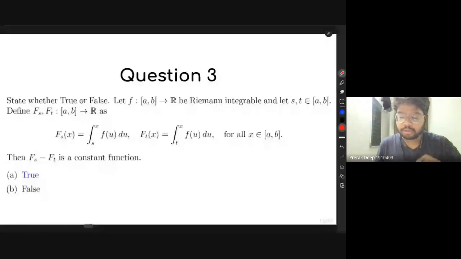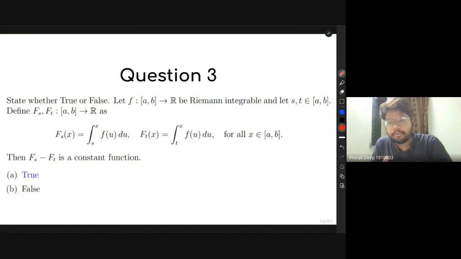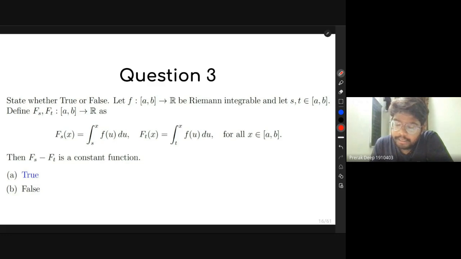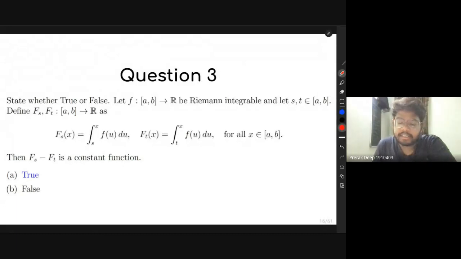Okay, now let's move on to discuss question number 3. In this question number 3, again you need to say whether the statement is true or false. You are given a Riemann integrable function, and s and t are two real numbers from this closed interval a comma b. We define fs and ft on this closed interval a comma b to R. The definitions of fs and ft go as follows. Now you need to say that fs minus ft is a constant function.